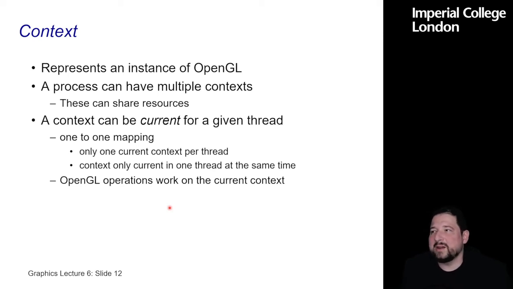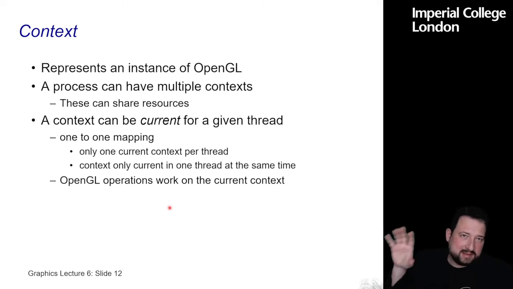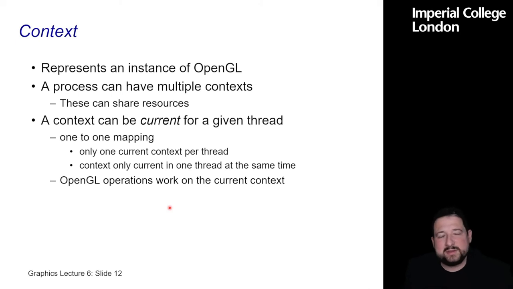Only one current context can there be for one thread. One thread can't have more than one context that's currently in operation, and the context can only be current in one thread at the same time. Okay. So if you have several render windows, you need at least one thread per each of these render windows, and then this thread operates in one on one individual context.